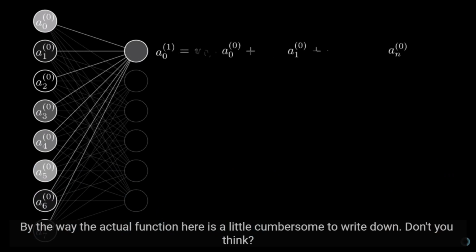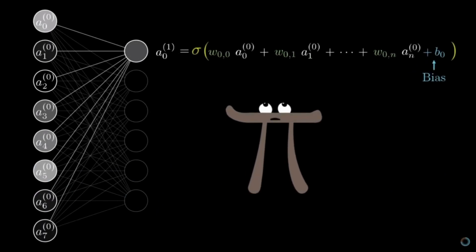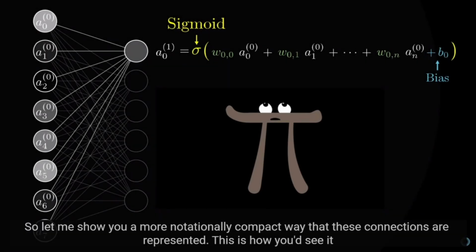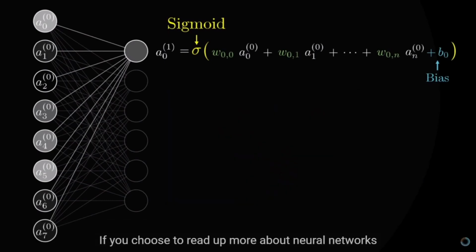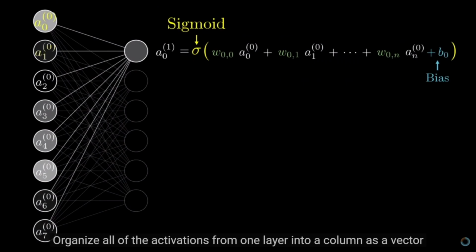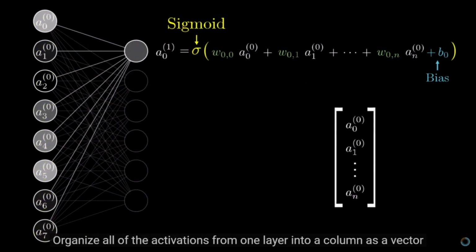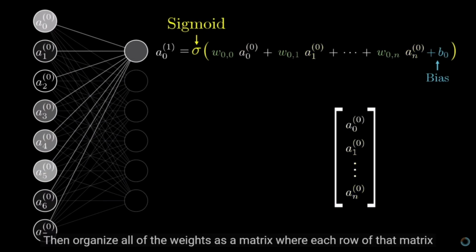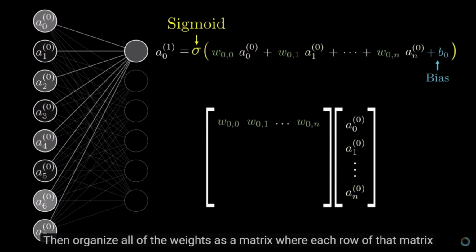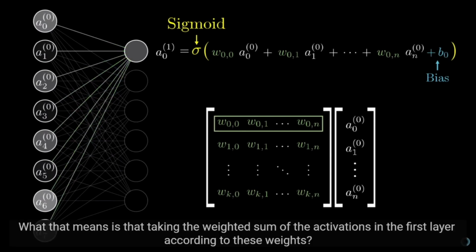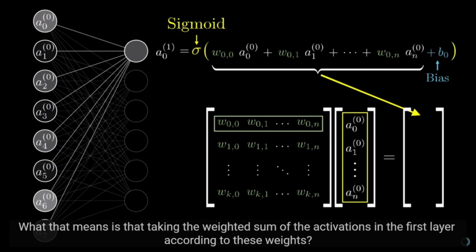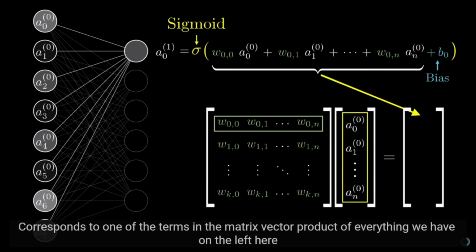By the way, the actual function here is a little cumbersome to write down, don't you think? So let me show you a more notationally compact way that these connections are represented. This is how you'd see it if you choose to read up more about neural networks. Organize all of the activations from one layer into a column as a vector. Then organize all of the weights as a matrix, where each row of that matrix corresponds to the connections between one layer and a particular neuron in the next layer. What that means is that taking the weighted sum of the activations in the first layer, according to these weights, corresponds to one of the terms in the matrix vector product of everything we have on the left here.